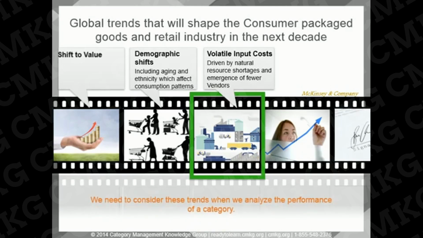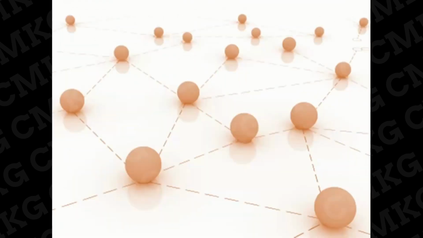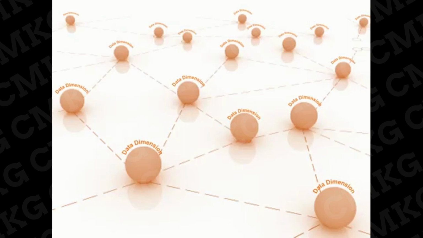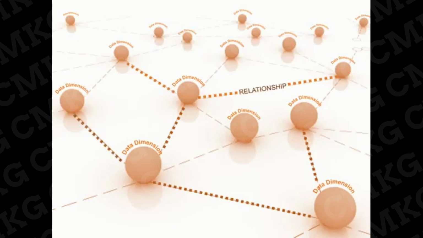These 5 trends will impact the performance of CPG and retail companies in the next decade, and we need to consider these trends when we analyze the health of a category. Category health has many different dimensions. These dimensions are driven by different data perspectives and views of the data, and that should be considered when completing a category health assessment. There are also relationships between the different data dimensions.